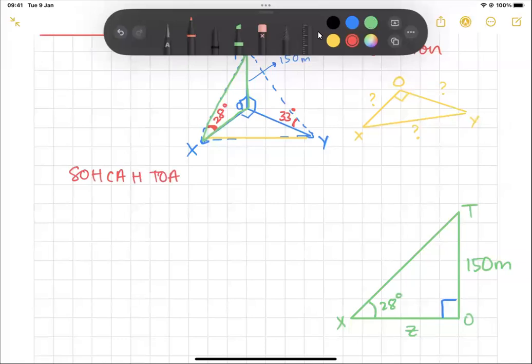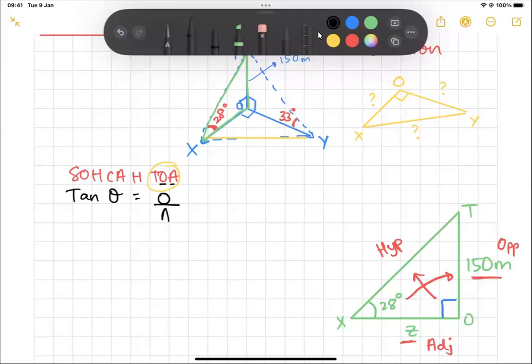The opposite of the angle is called the opposite side. The opposite of the right angle is called the hypotenuse. And the lucky last side is called the adjacent. Looking at the triangle, which two pieces of information do I have? I've got information on my opposite side and my adjacent side. Therefore, I need to use TOA, or tan theta. So let's start. Tan theta equals opposite over adjacent.